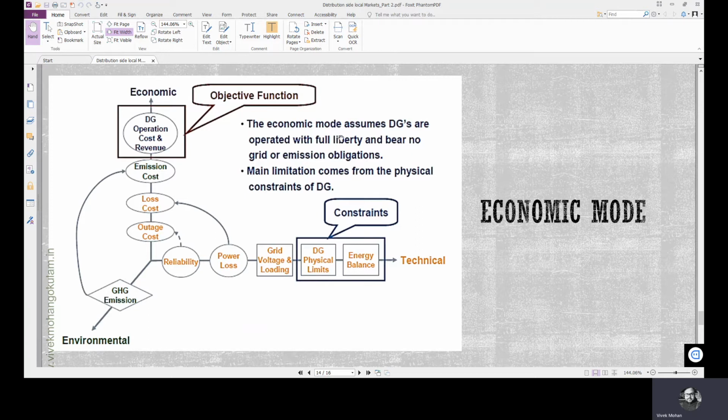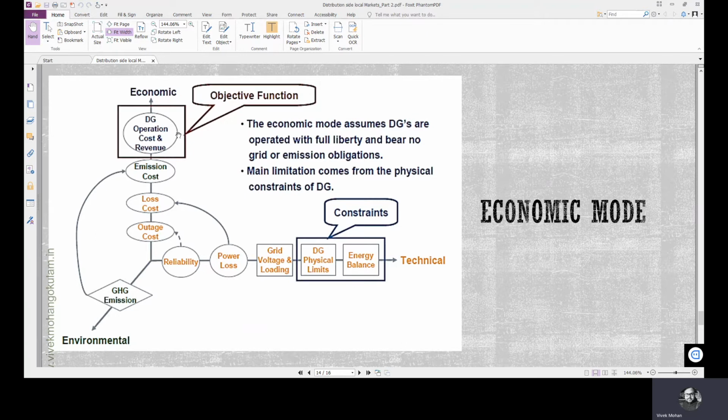The economic mode assumes DGs are operated with full liberty and bear no grid or emission obligations. So here in this objective, technical constraints are not included and emission constraints are also not included. Constraints in the sense limits may be satisfied, but it's not included in the objective function.